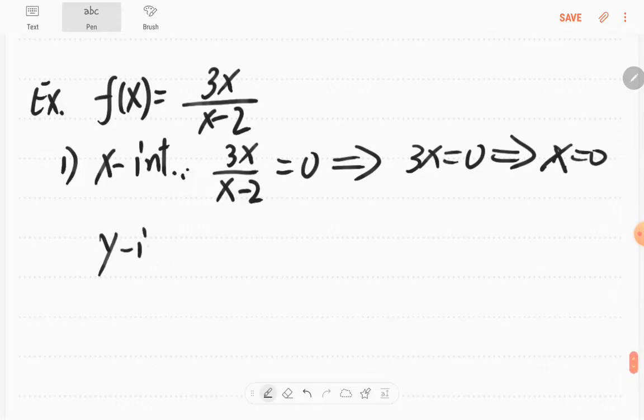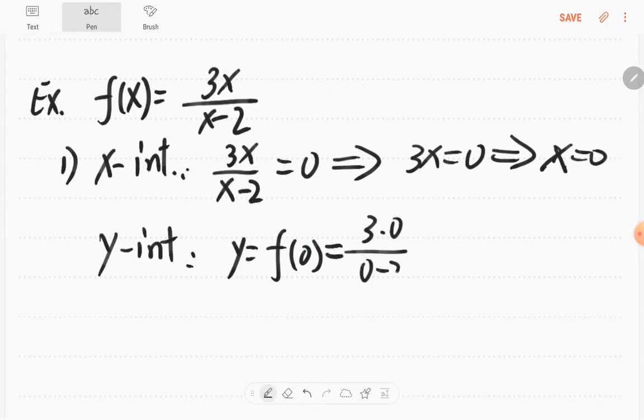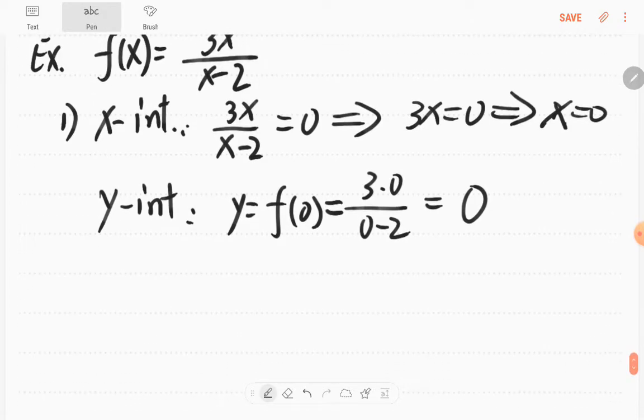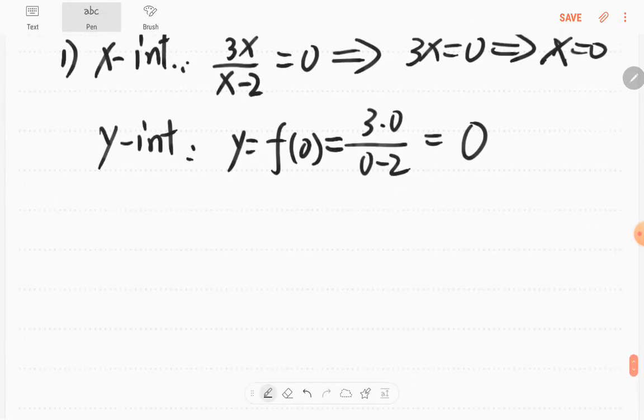The y-intercept: set x equals 0. So the y-intercept is y equals f of 0. So this is 3 times 0 over 0 minus 2, so this would be 0. So (0, 0) is also the y-intercept.